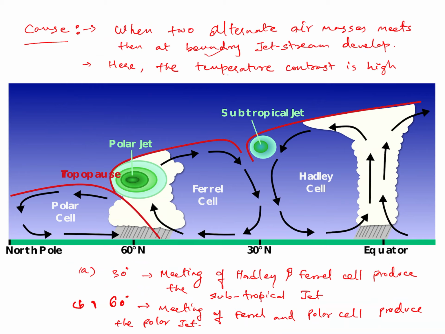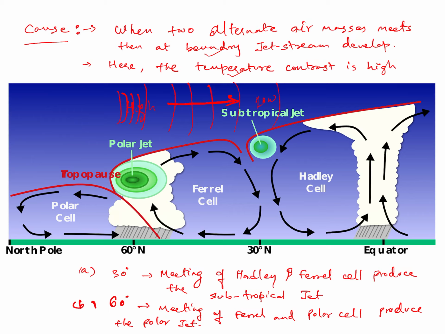Now, wherever the temperature contrast is high, what is going to happen? Observe this location. These are isobars which are closely packed, representing high pressure. At the location where the isobars are loosely packed, the pressure is low. The wind always moves from high pressure to low pressure. When the pressure gradient is more, the wind speed is also high.